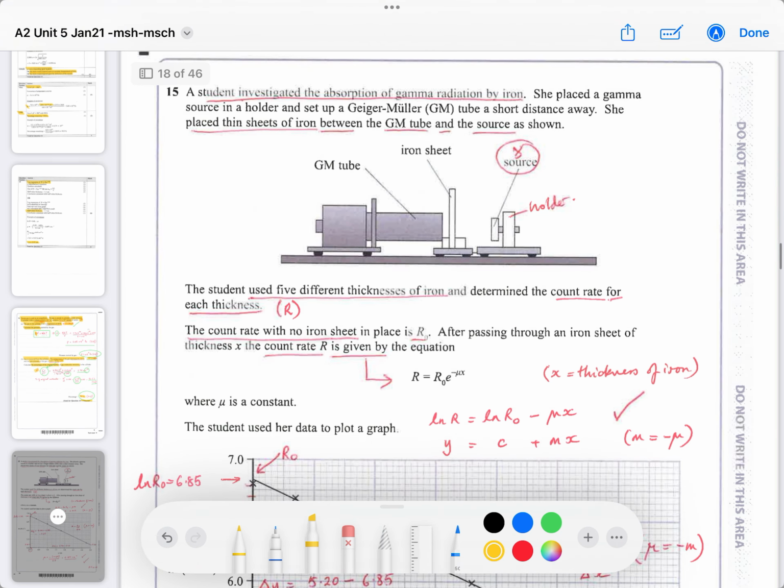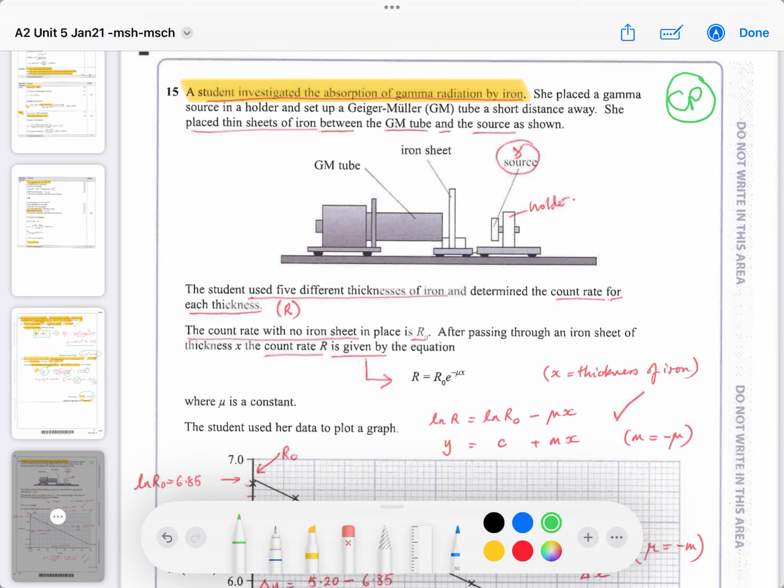Question 15, I said it's about the radiation absorption. So let's have a look. A student investigated the absorption of gamma radiation by iron. Normally they do it with lead. This is a core practical. Yes, so this is a core practical that you need to be aware of.